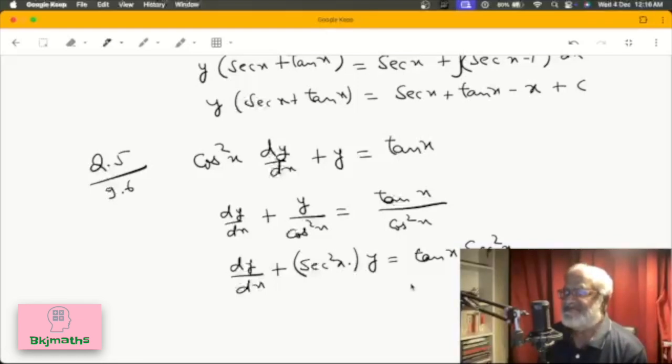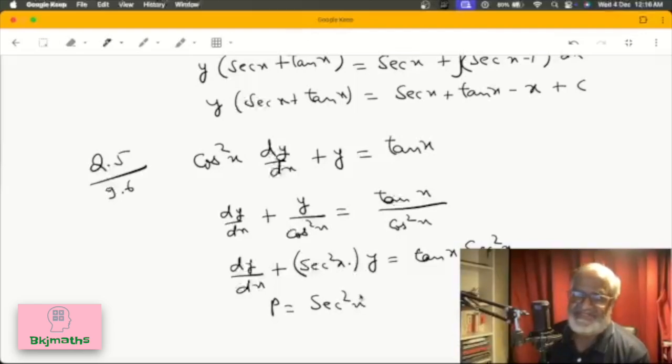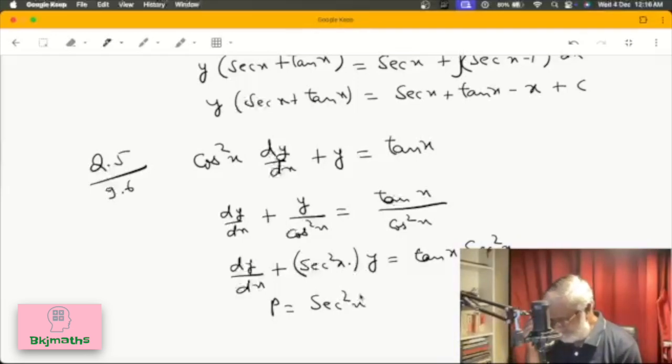So our p is the coefficient of y, sec square x. P is sec square x, and q is tan x into sec square x.